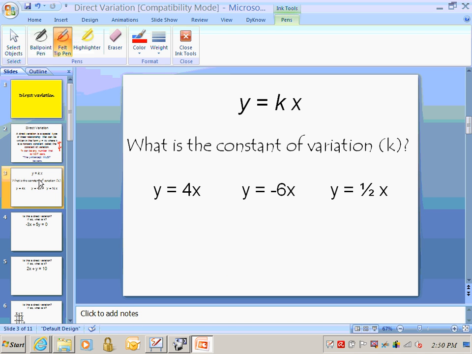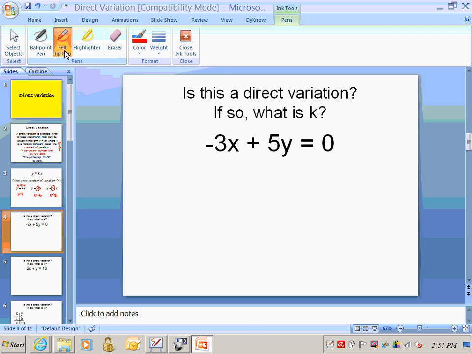So here's a few examples. If we have y equals kx, it says what is the constant of variation? The k. So these are all set up nice for us. So if we have y equals kx, k here is going to be 4. The second one, it's y equals kx. So k is going to be -6. And on the third, this one's set up so that k equals 1/2.